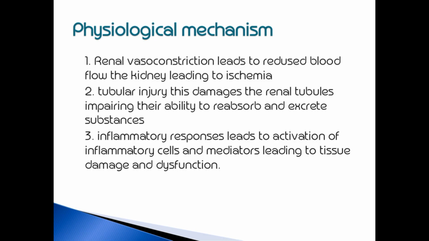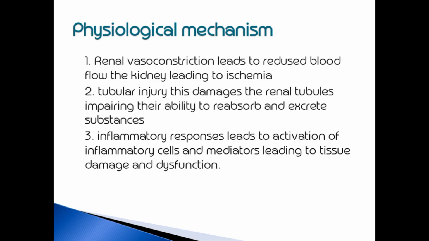So if at all there is a constriction of the renal blood vessel, or the blood vessel that carries blood to the kidneys, you find that there will be what? Ischemia, reduced blood flow to the kidney. Tubular injury, this damages the renal tubules, impairing the ability of absorption and excreting substances. So if there is ischemia due to that constriction, you'll find that the tubules of the kidneys are going to be what? Are going to be damaged.